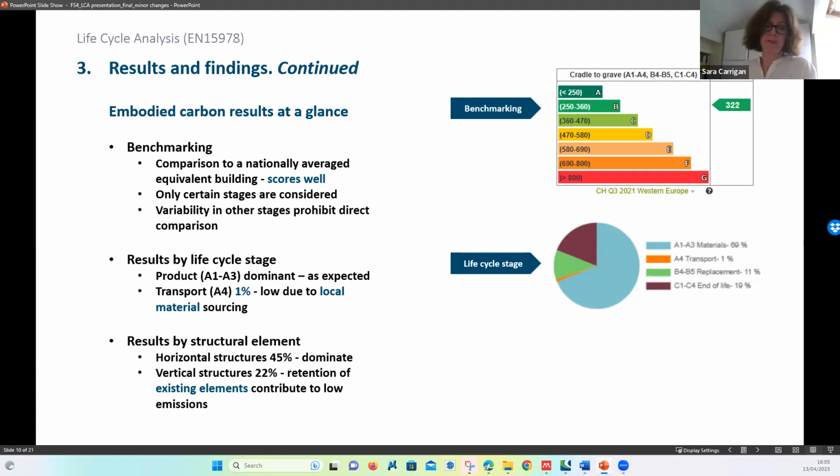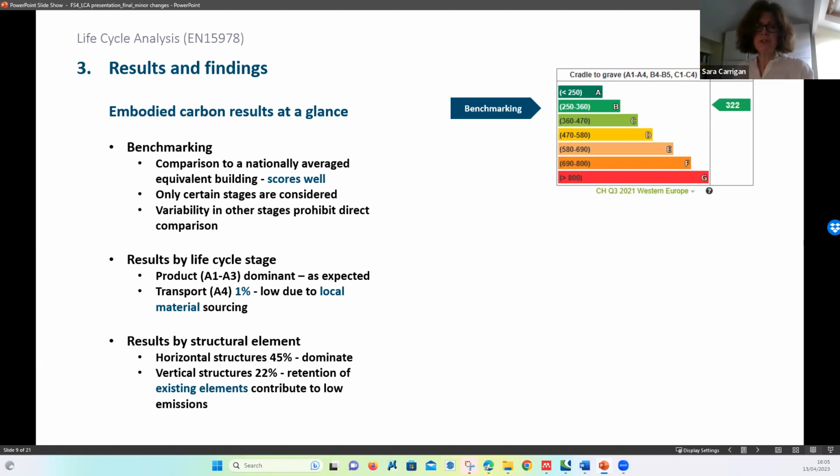There are many different ways to examine results, and the first of these are embodied carbon results at a glance. So this first image provides a benchmark comparison for the cottage. Only certain stages are considered, as the variability in others prohibit comparison. So excluded are construction operations, repair and maintenance, and operational energy and water use. So these results provide a comparison to a national average equivalent building, and in this respect, the cottage scores very well.